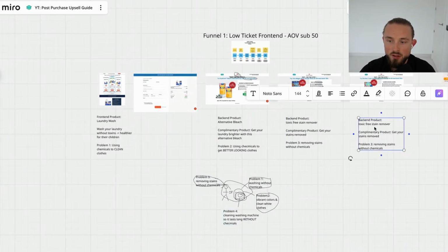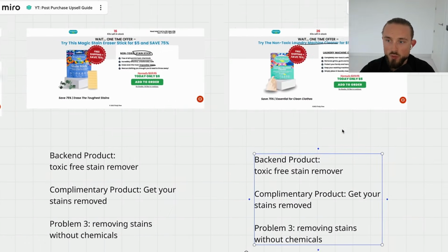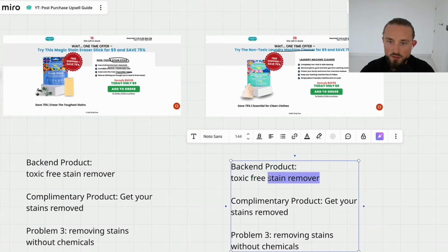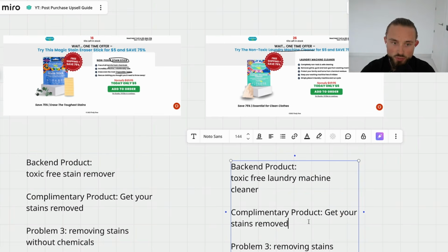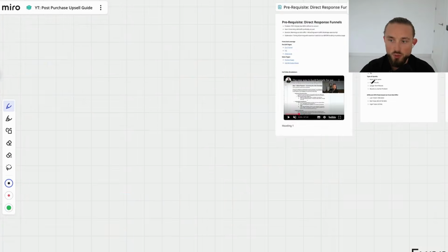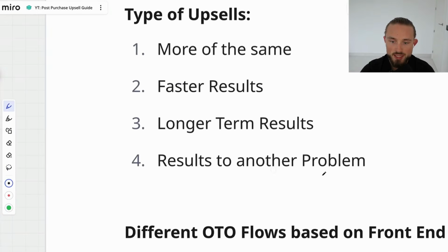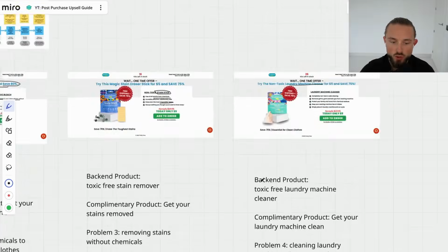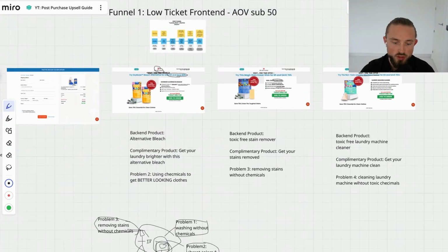So essentially, we then have here the toxic-free laundry machine cleaner. It's a complementary product, right, to get your laundry machine clean. And this is problem number 4. Cleaning the laundry machine without toxic chemicals, right? So you can see here with funnel number 1 that we are mostly focusing on results to another problem, right? So this is mostly complementary products, which is super, super interesting.